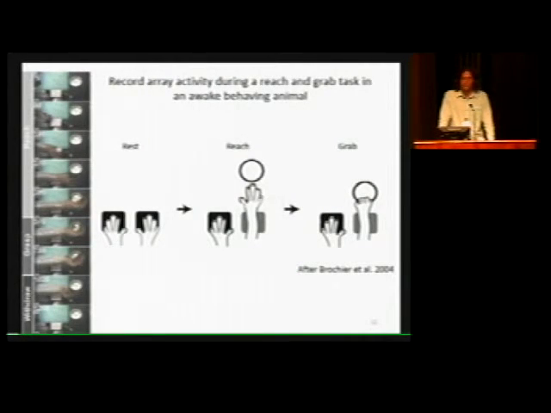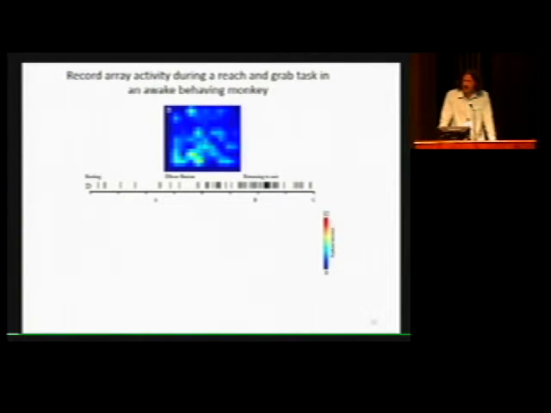And then what we did was record array activity during a reach and grab task in an awake and behaving animal. Essentially we would present fruit to the animal, and the monkey would reach out, and sometimes it would do it with one arm or the other.